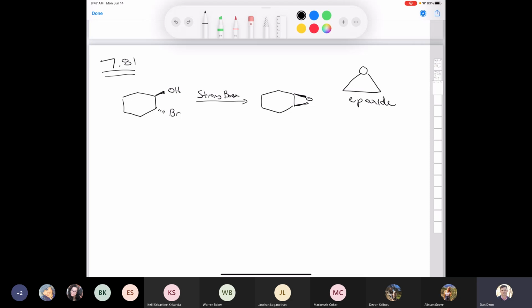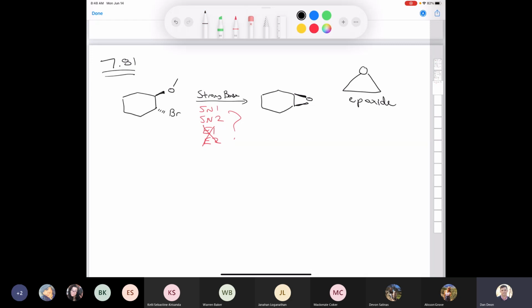Could anybody tell me what kind of mechanism they think might be occurring here? Would it be an SN1, an SN2? Would it be an E1, an E2? Could anybody make a suggestion here? There's only one good answer. It can't be elimination, right? Because we don't have a double bond. You're right that we're losing the bromine, but there's no double bond, so it can't be an elimination. Yeah, I think it's more like an SN2.